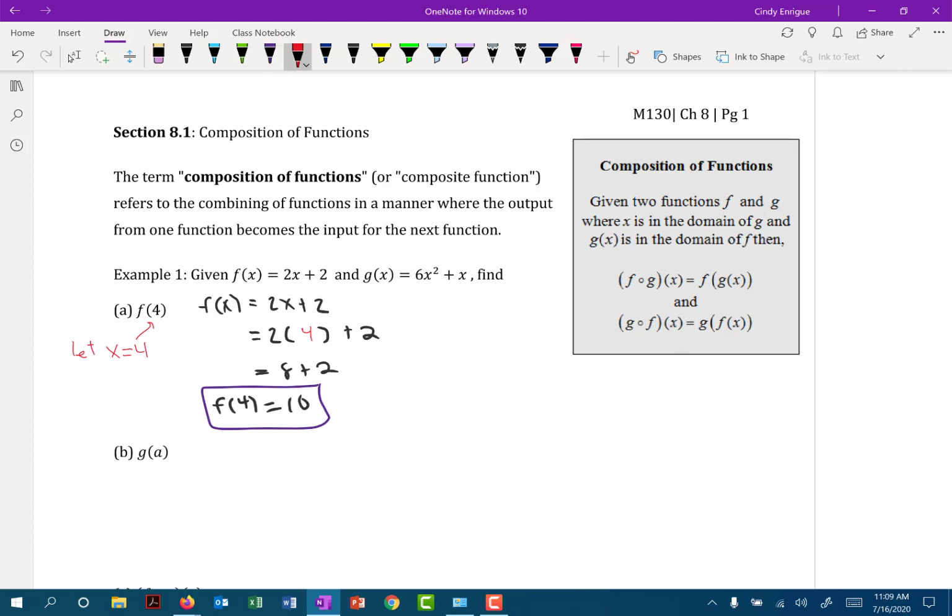This is saying that if x is equal to 4, then your y value is equal to 10. So you have the ordered pair (4, 10) for your x and your y. That's how it relates the x and the y.